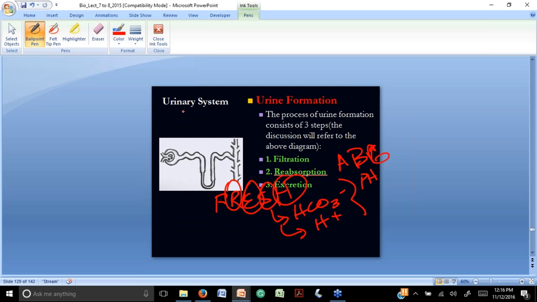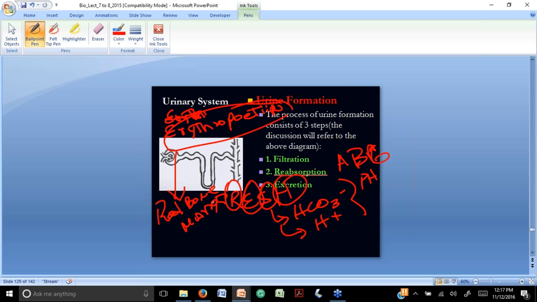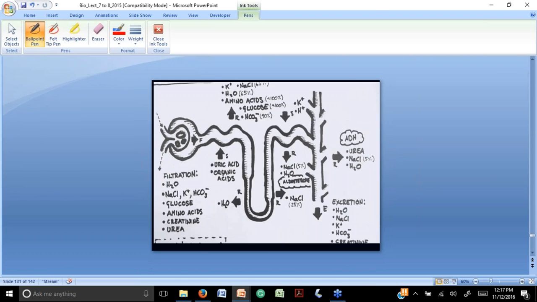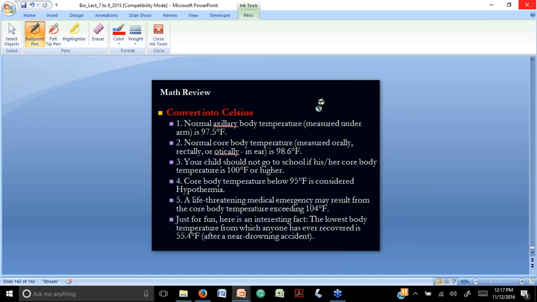And hormones. The hormone that we need to remember is erythropoietin. What is erythropoietin? Erythropoietin is a hormone that stimulates the red bone marrow. And what does the red bone marrow produce? The red blood cells, white cells, and platelets. Okay? All right, and we have another thing, vitamin D. Vitamin D is going to be activated in the kidney. All right, so that is about the kidneys. We finish this part.